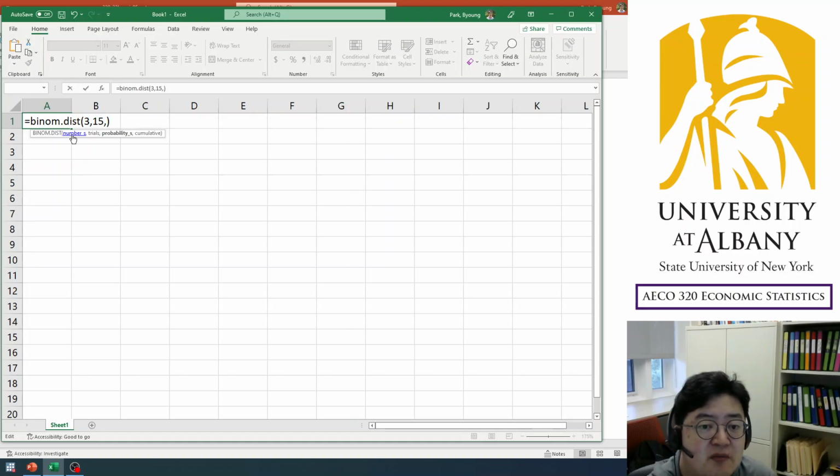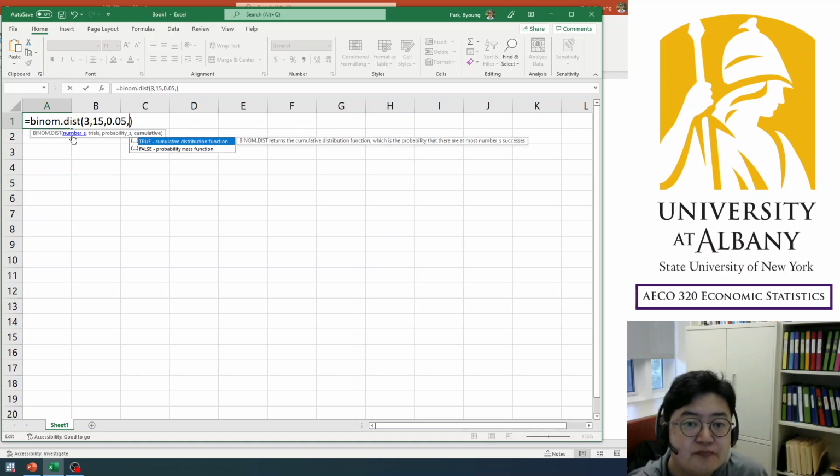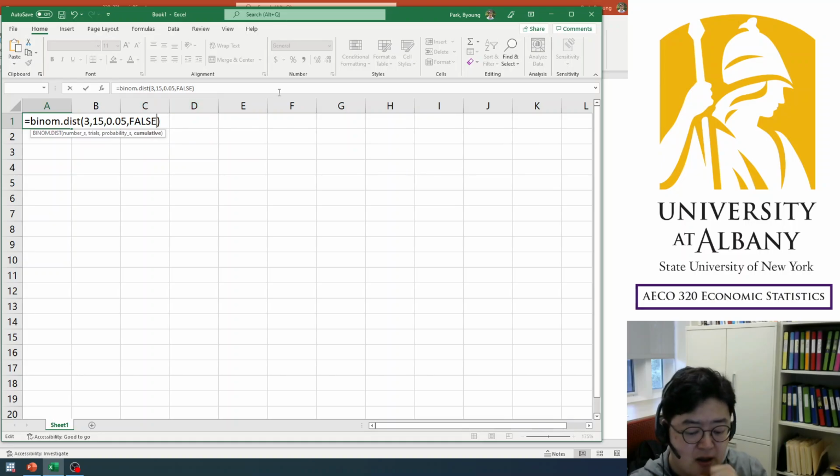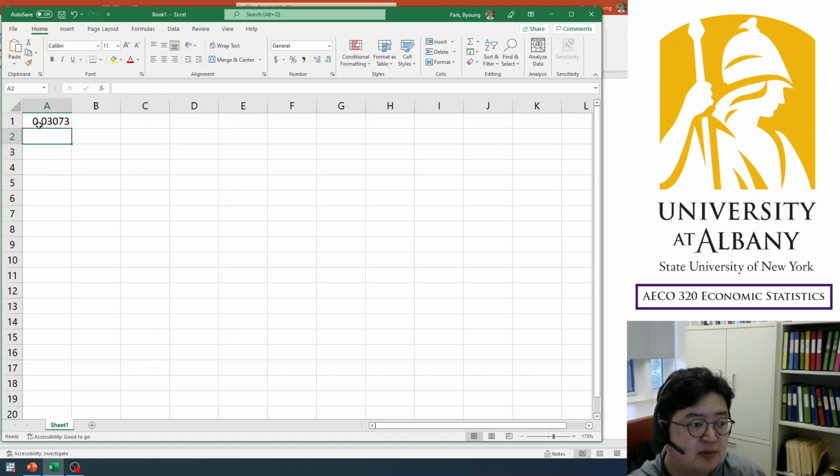And the probability of success is 5%. And finally, the final option is the cumulative option, whether it is cumulative or not. Right now, we are not using the cumulative option. We are choosing false. Then you get this probability.